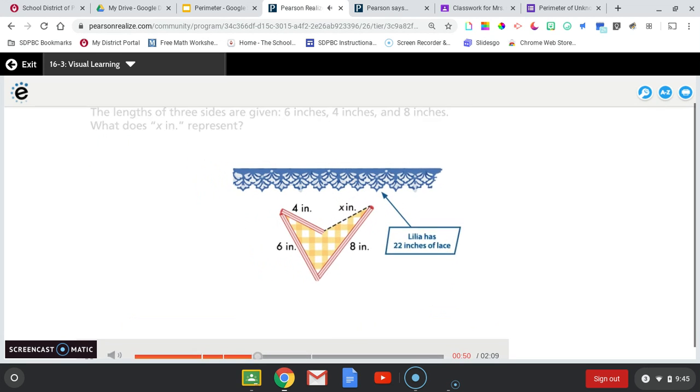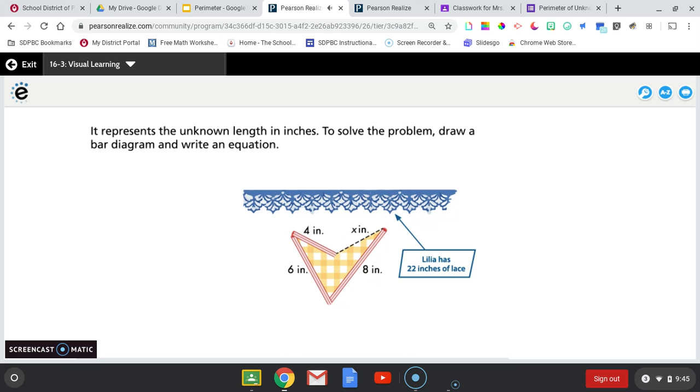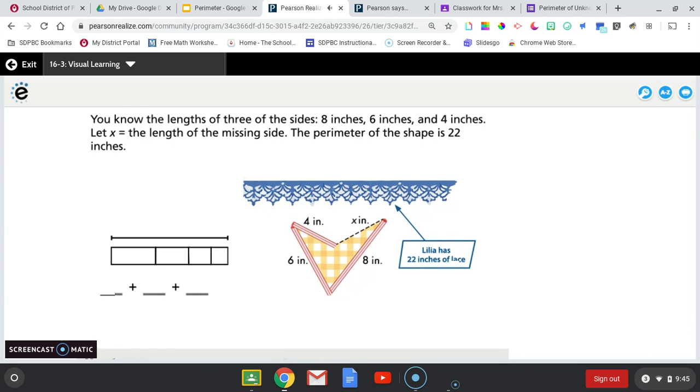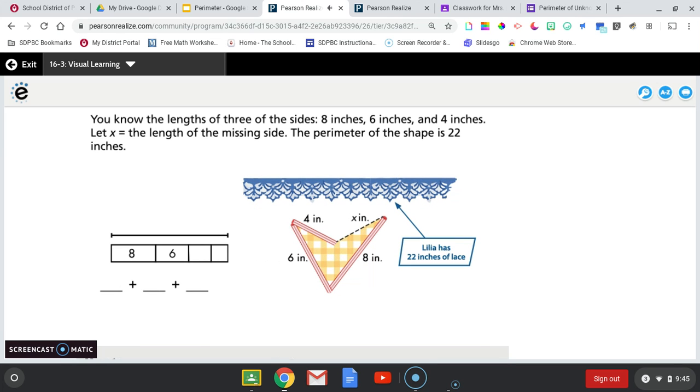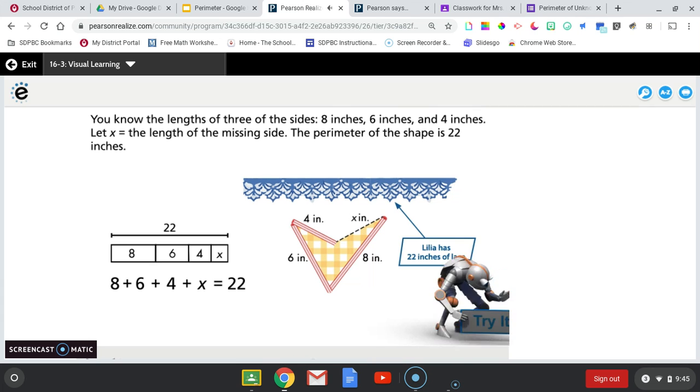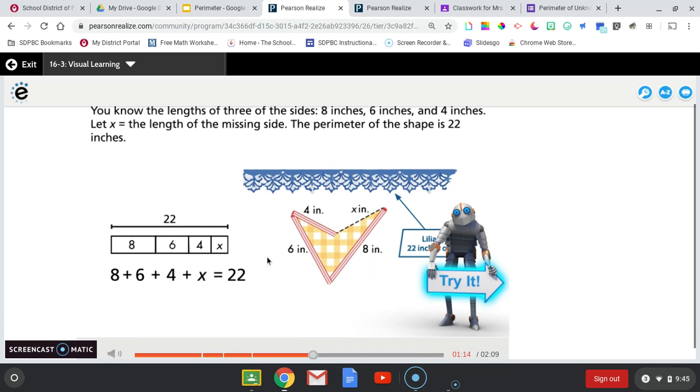It represents the unknown length in inches. To solve the problem, draw a bar diagram and write an equation. You know the lengths of 3 of the sides, 8 inches, 6 inches, and 4 inches. Let x equal the length of the missing side. The perimeter of the shape is 22 inches. This is just one way to do it. If you feel comfortable using bar diagrams, go for it. We're going to go over another way to do it too.